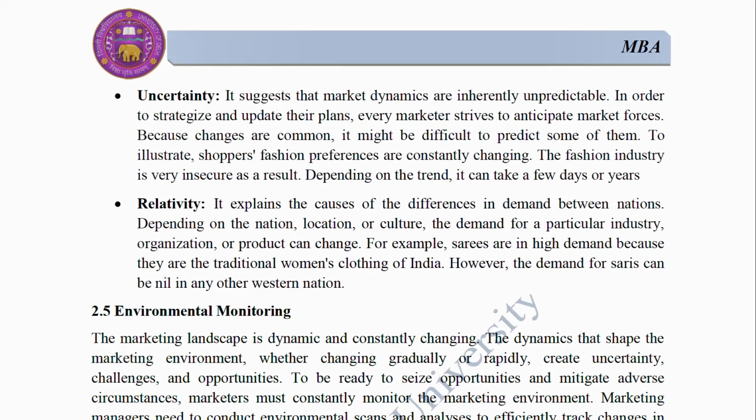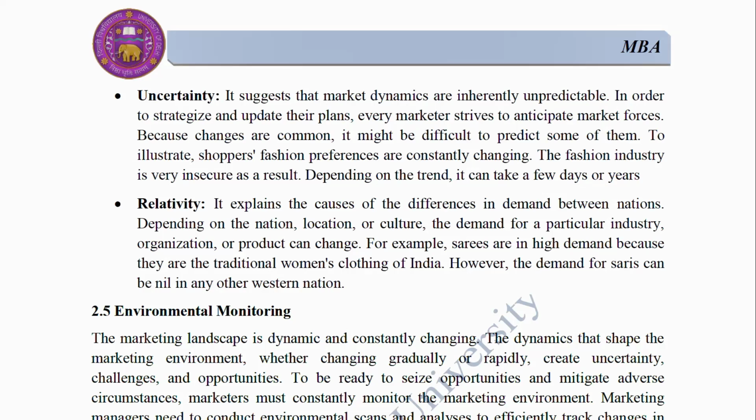Uncertainty. It suggests that market dynamics are inherently unpredictable. In order to strategize and update their plans, every marketer strives to anticipate market forces. Because changes are common, it might be difficult to predict some of them. To illustrate, shoppers' fashion preferences are constantly changing. The fashion industry is very insecure as a result. Depending on the trend, it can take a few days or years.